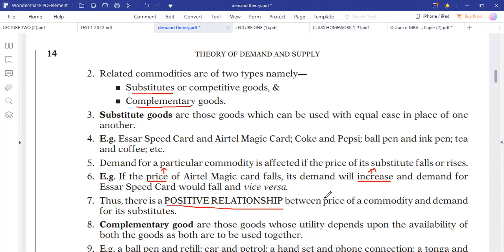And when we're dealing with complementary goods, these are goods whose utility depends upon the availability of both goods used together. Anyone who wants to give us an example of a complementary good? What is a complementary good?